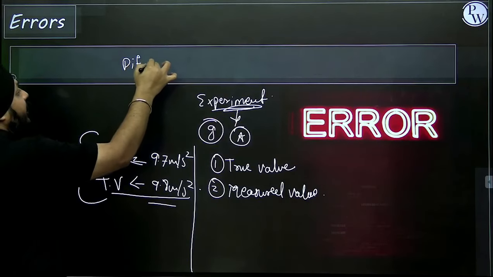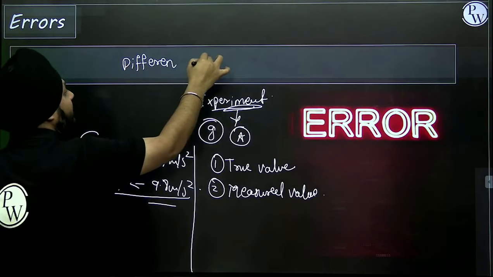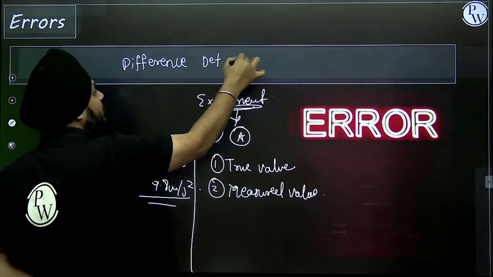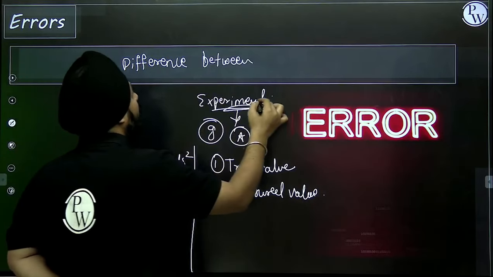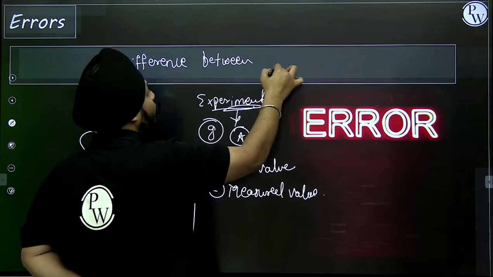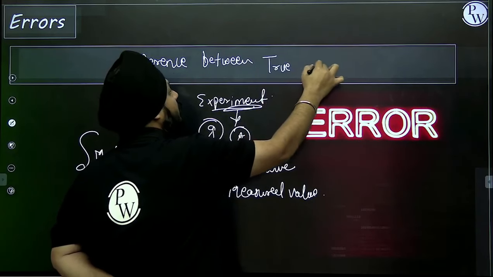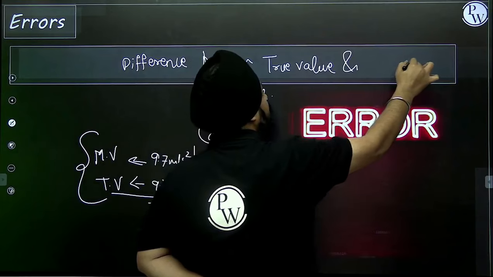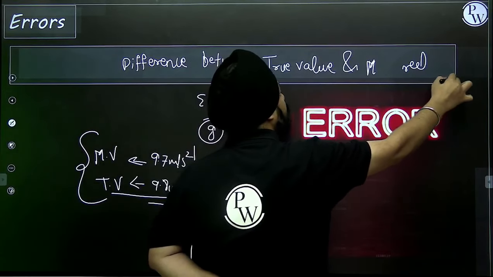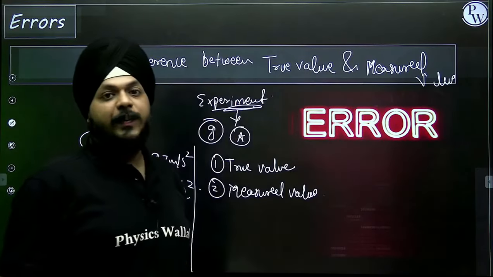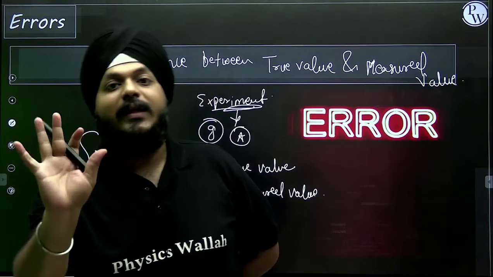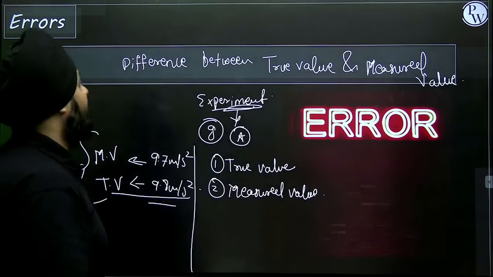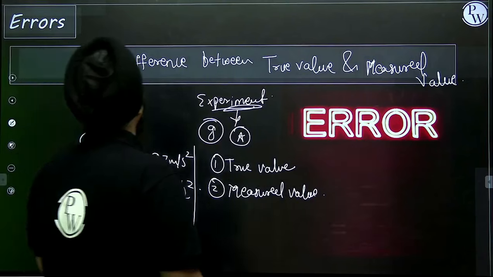Simple. If I want to define the difference between the true value and the measured value, the difference between true value and measured value, that is error. The simple explanation, right? Now, errors, right?